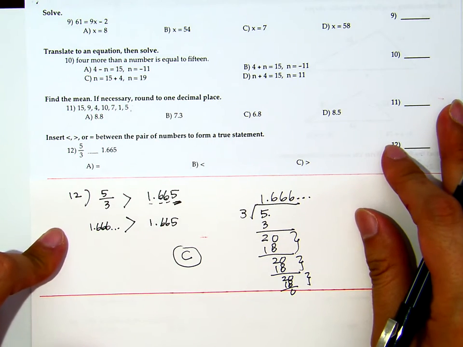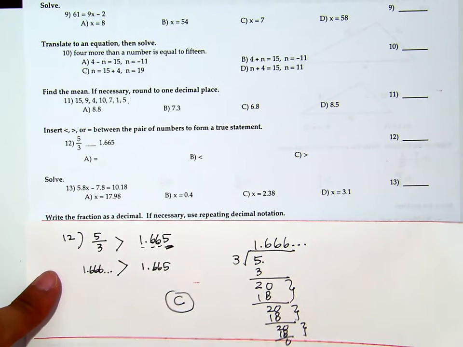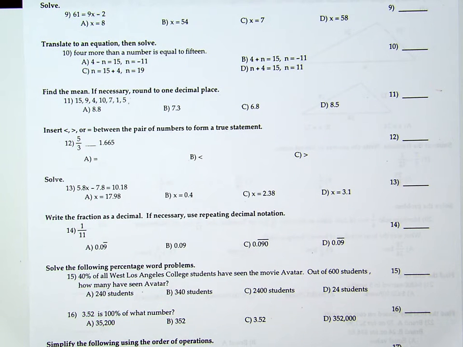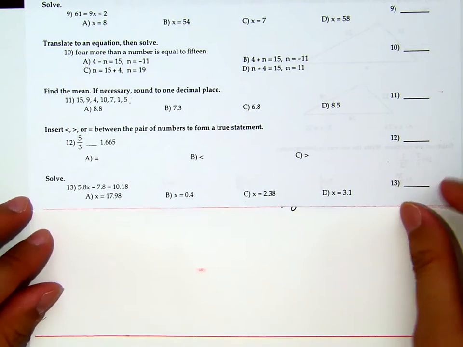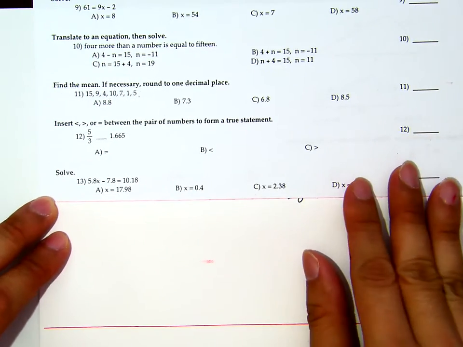That's for number 12. Okay, let's move on to number 13. Number 13, solve this equation. 5.8x minus 7.8 equals to 10.18.